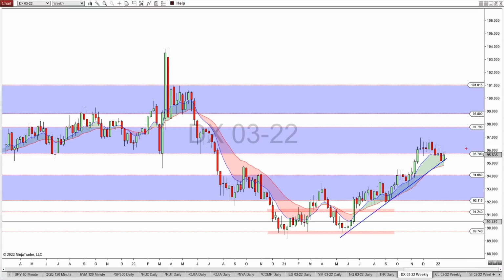Now, looking at the US dollar, we see the US dollar is still chopping around near this 95.7.